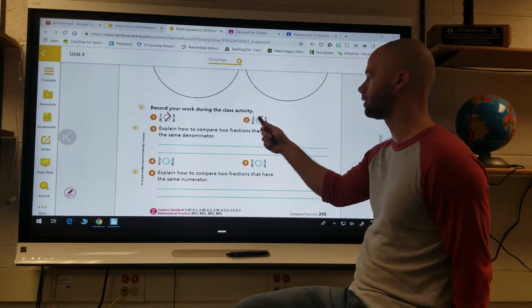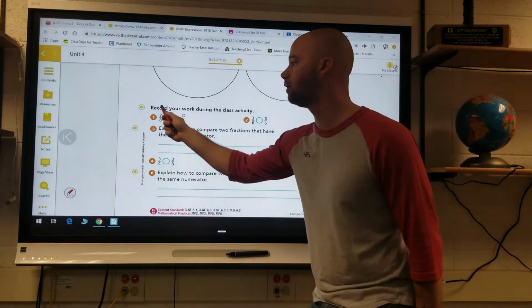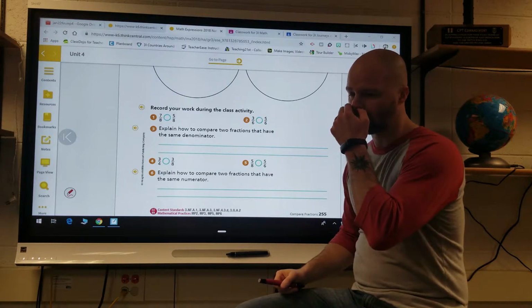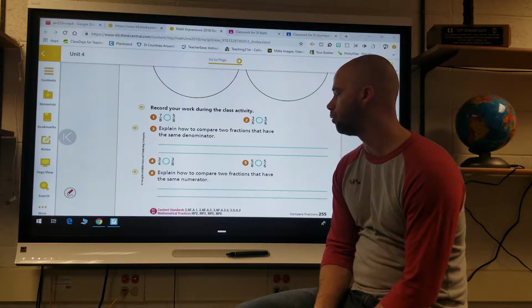And then explain how to compare two fractions that have the same denominator. I just kind of explained that, so try and put that in your own words there. All right, so now number 4 and 5.